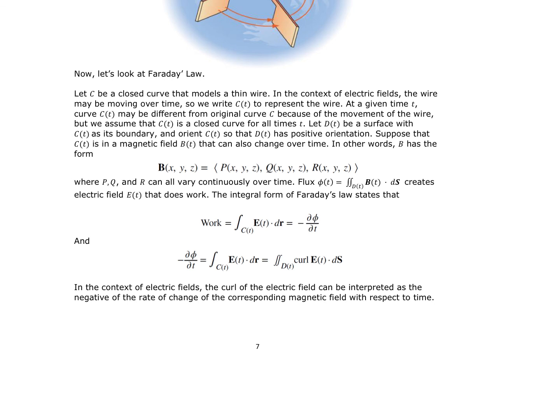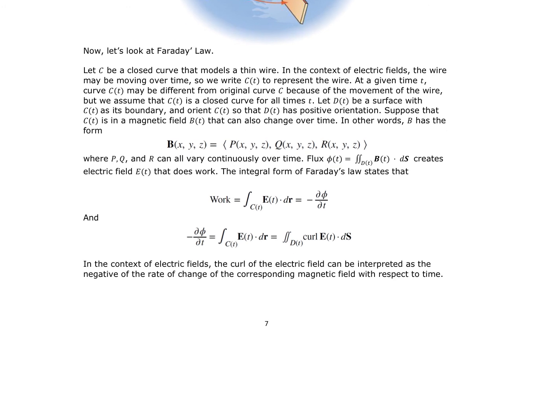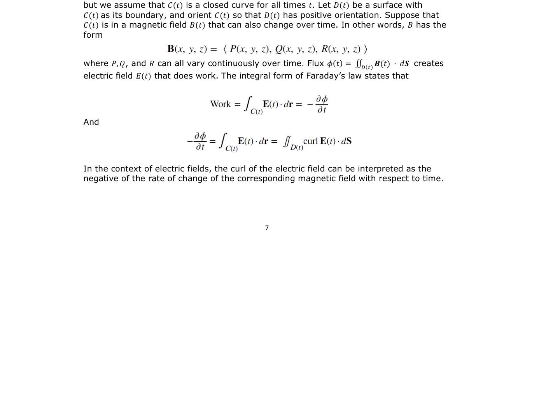Faraday's law, we end up with the work, which is equal to the integration of the electric field dotted with dr along the curve C. So in other words, the curl of the electric field can be interpreted as the negative of the rate of change of the corresponding magnetic field with respect to time. And that's it. That's a full hour of luscious and exciting Stokes' theorem, and we'll see you in class.